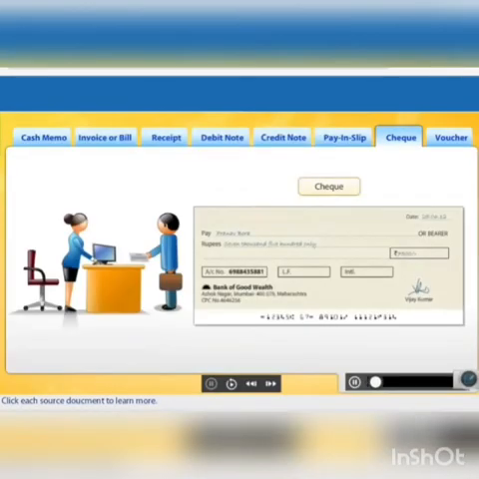A check is a written document which orders the bank to pay money to the person mentioned therein. Two parallel lines drawn across the top left corner of a check makes it a crossed check. Crossing a check restricts the money transfer only to the account of the person mentioned on the check.